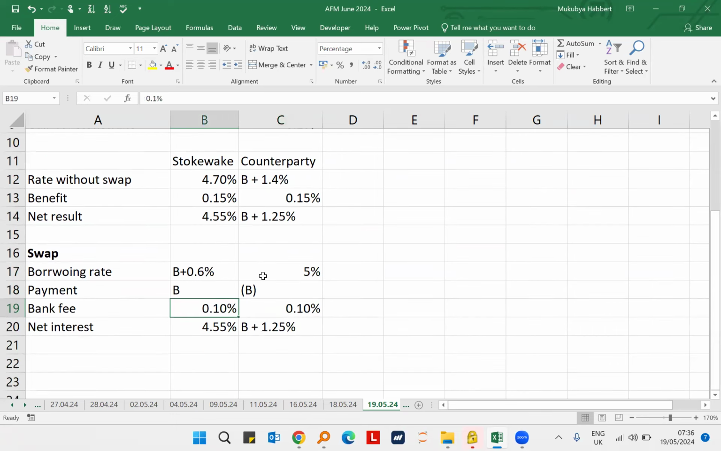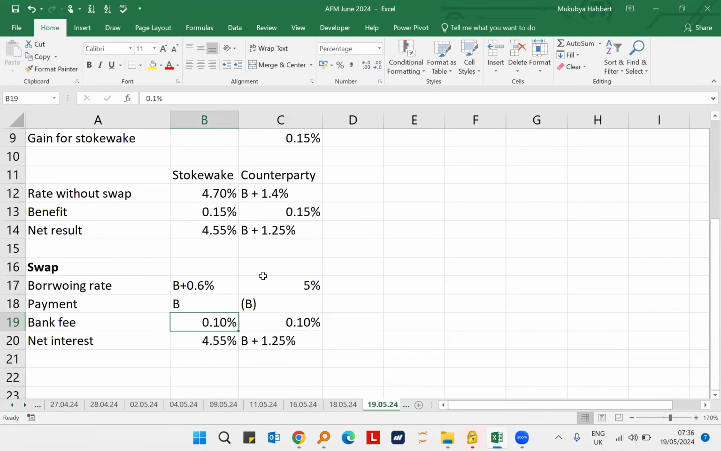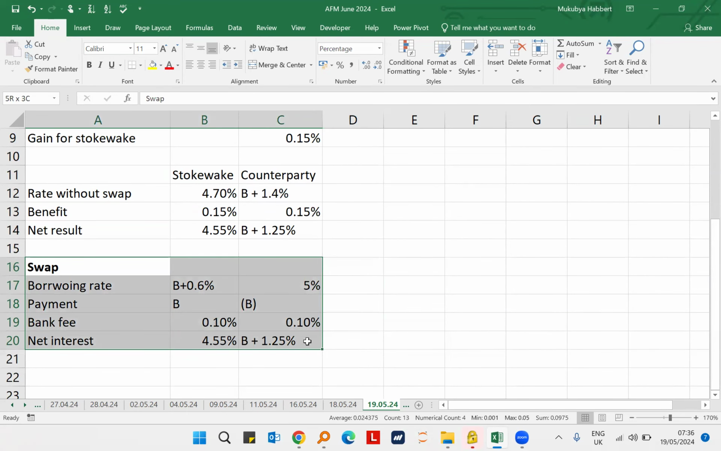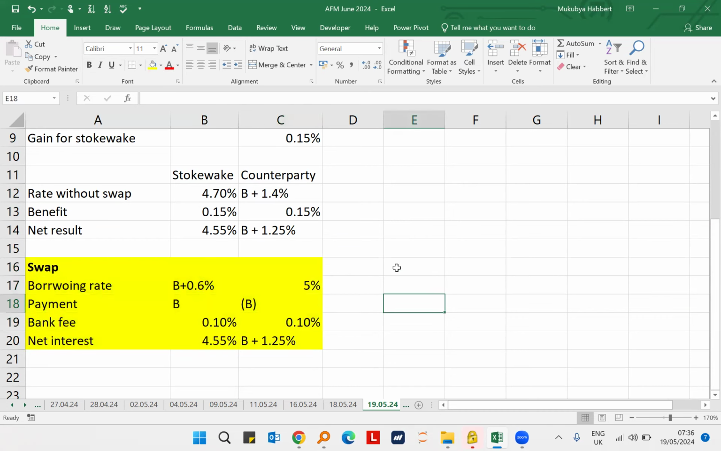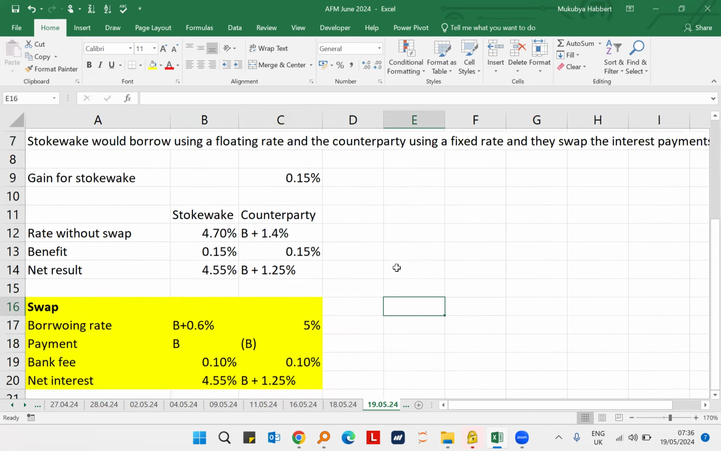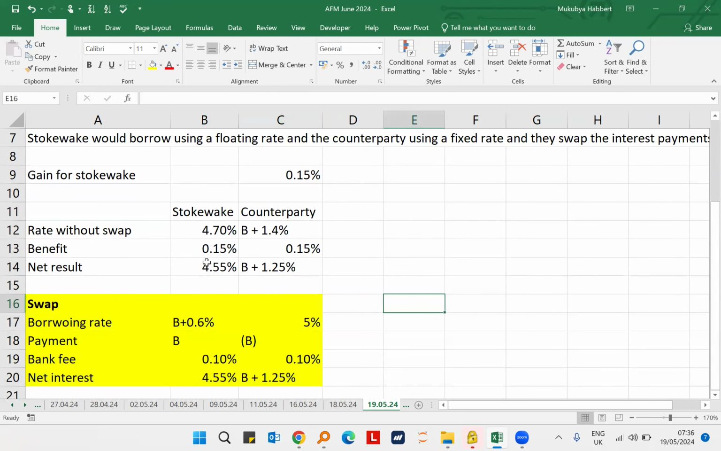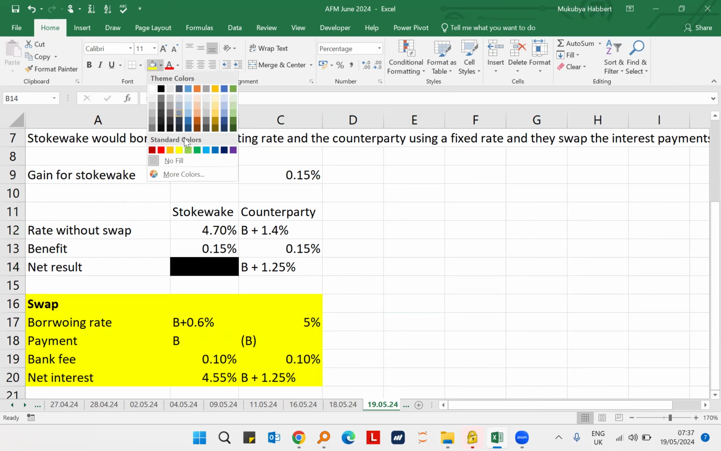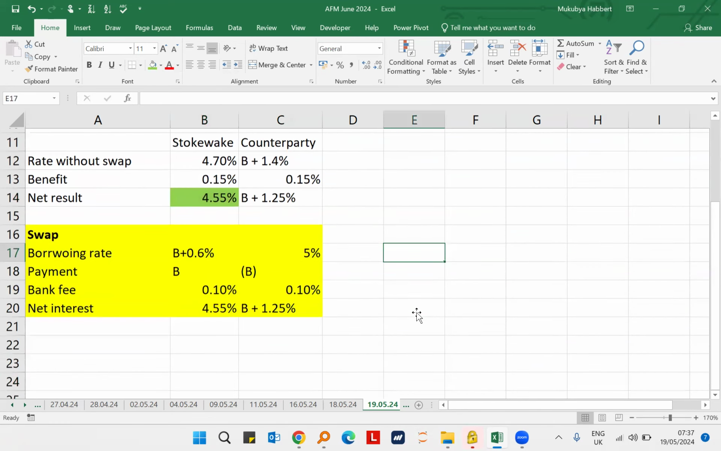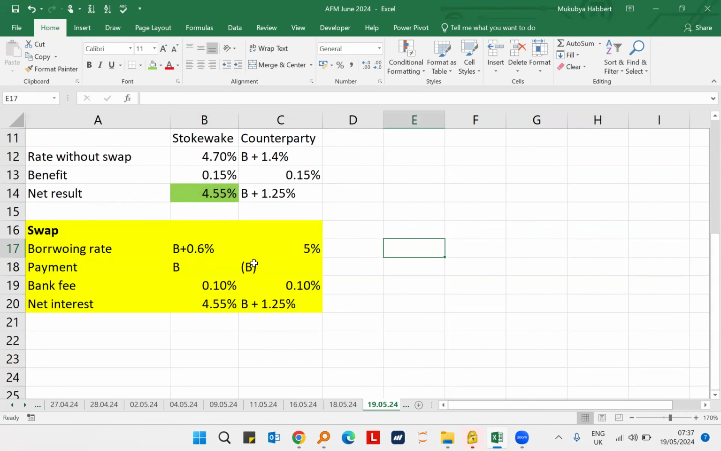So ideally, you really don't have to do this last part here of showing how the swap is going to work, because all you want to know is that at the end of the day, Stokewake is going to pay 4.55. So this last part is just to show you how the swap now materializes.